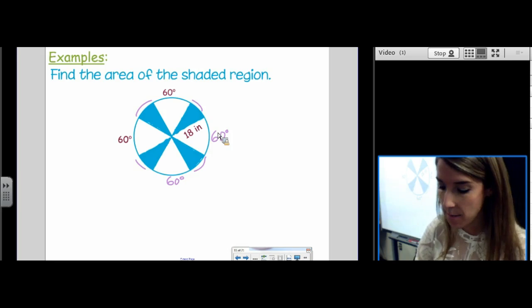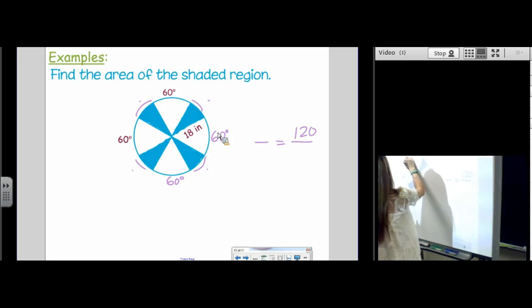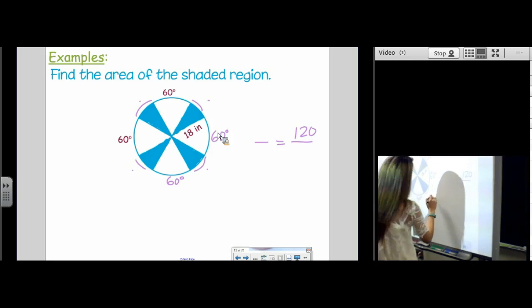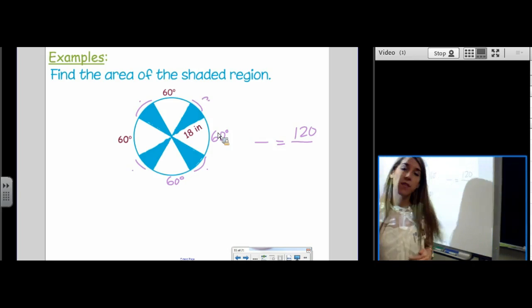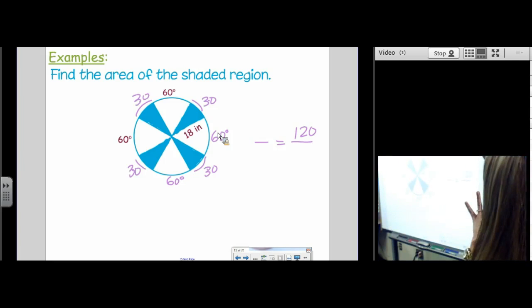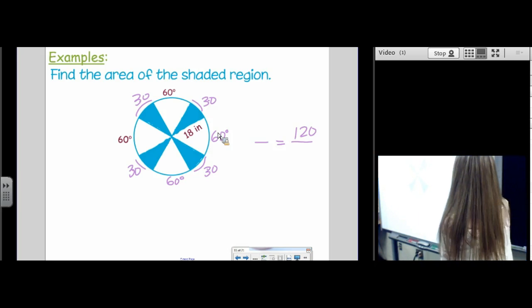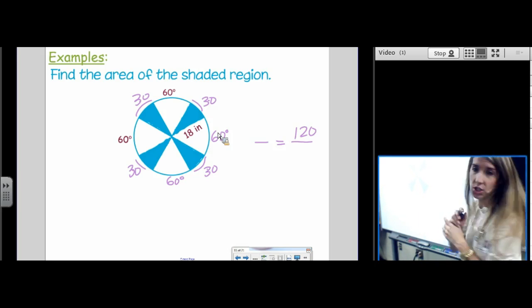Now, if you want to divide it by 4 and just say that these are each 30, you could do that as well. Then later when you find the area of the sector, you can multiply it by 4. But I'm going to keep it at 120. That way we're finding the area of all of them at the same time. So you know that 360 always goes in the denominator. That doesn't change no matter what.